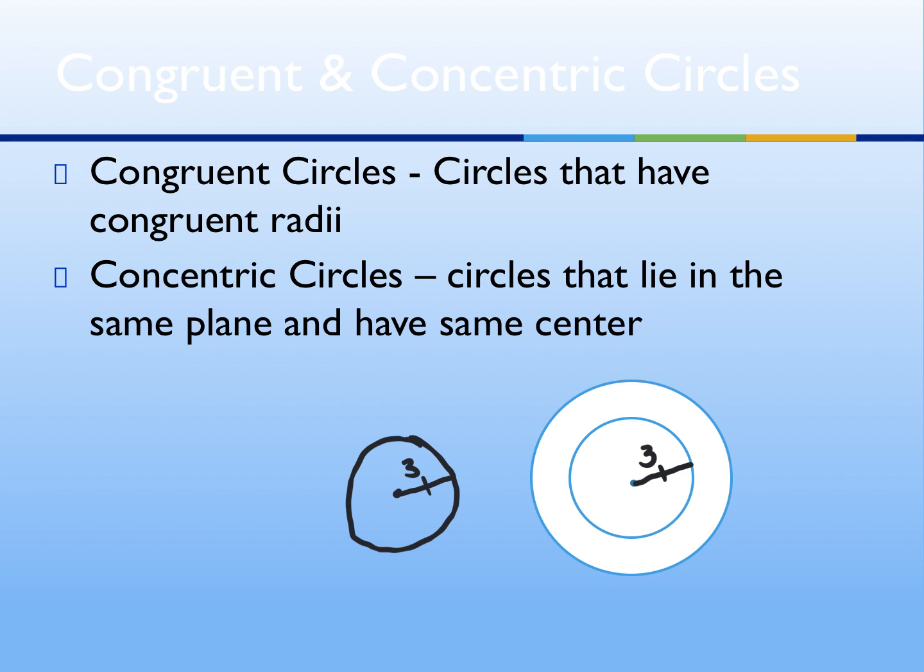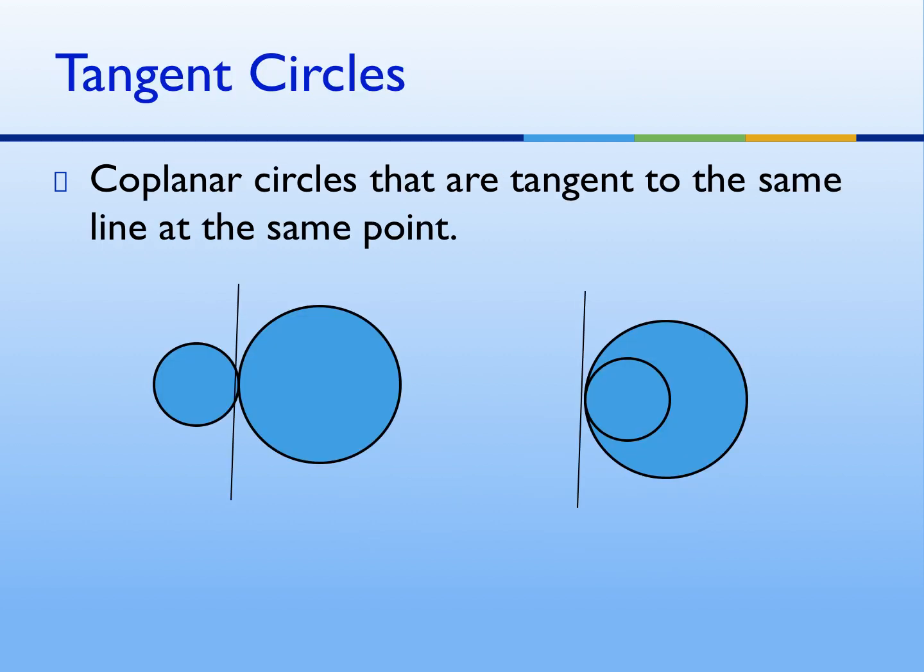Can you be both? Congruent and concentric? You sure can, but what would be the case if they were both congruent and concentric? It would be overlapping. It would be the exact same circle twice. Okay? All right.